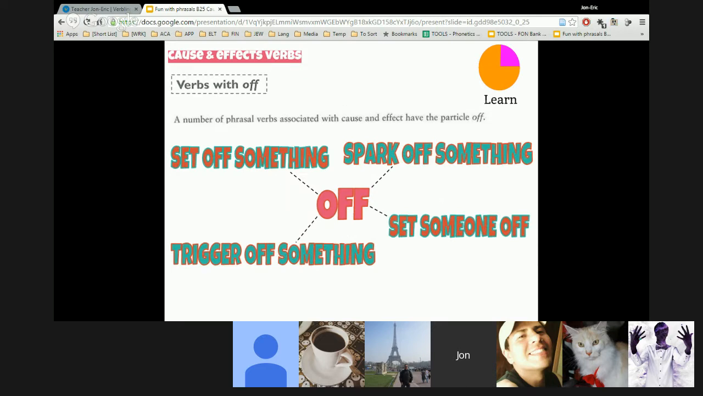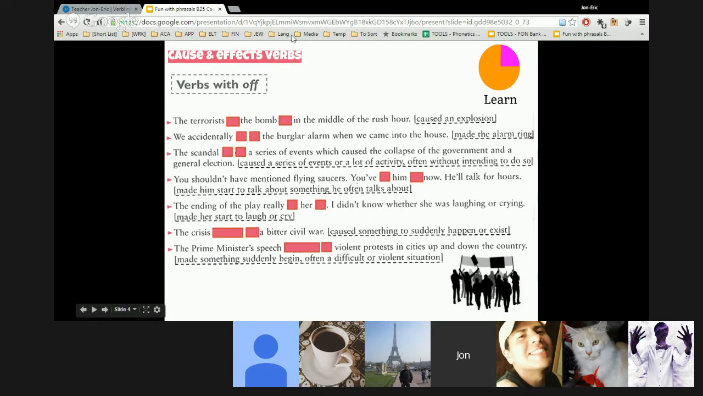You have set him off. Yeah. I agree. So, much like an alarm, which is set something off, you can set a person off. And you can see the definition: made him start to talk, to set off. Sounds good to me, so we'll go with that.